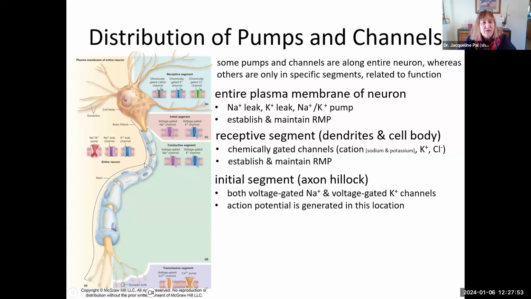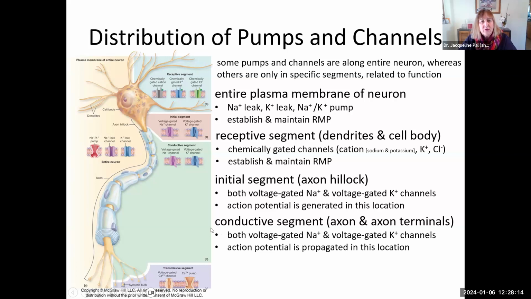And this has both voltage-gated sodium channels and voltage-gated potassium channels. And those are the exact same type that are going to continue the entire length of the axon and also all the way down through the axon terminals. And those are where the action potential continues to be transmitted. And so those parts of the neuron are known as the conductive segment because that's where the action potential is conducted.